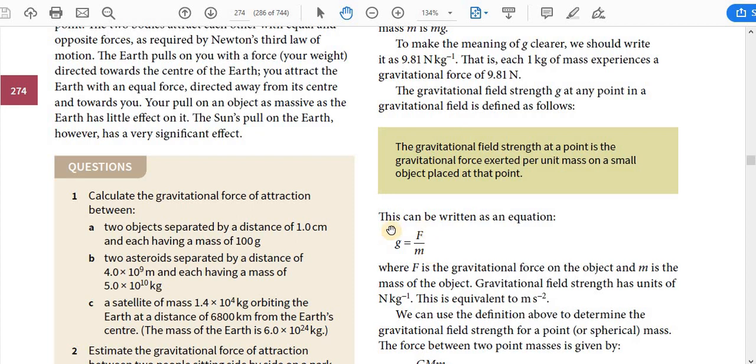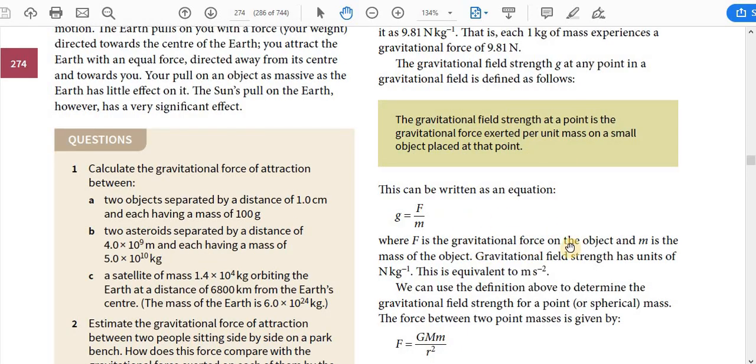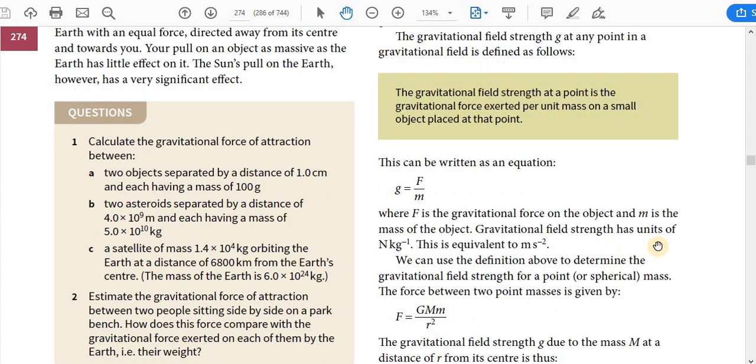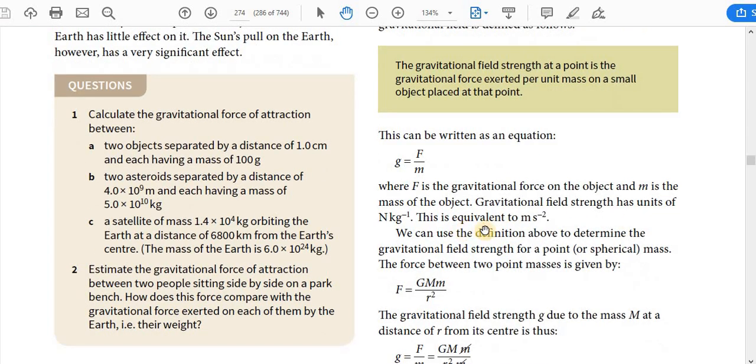Again, look at the equation when you go through the definition. The gravitational field strength g at a point is the gravitational force, that is F, exerted per unit mass. Now why it says unit mass is because when you divide this by this, you are getting the force for 1 kilogram, or per unit mass on a small object placed at that point. So F is the gravitational force or weight on the object, and m is the mass of the object. Gravitational field strength has units of newtons per kilogram. This is equivalent to meters per second squared. I already explained this.